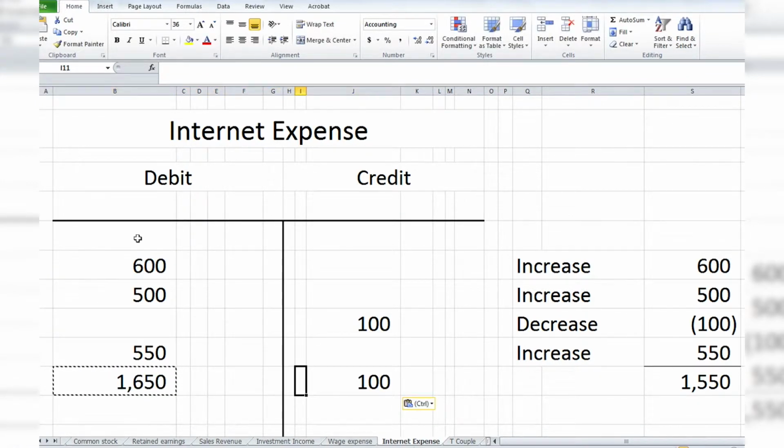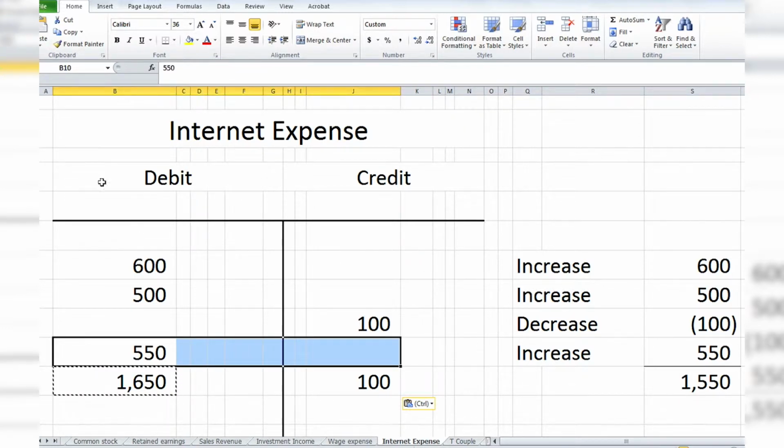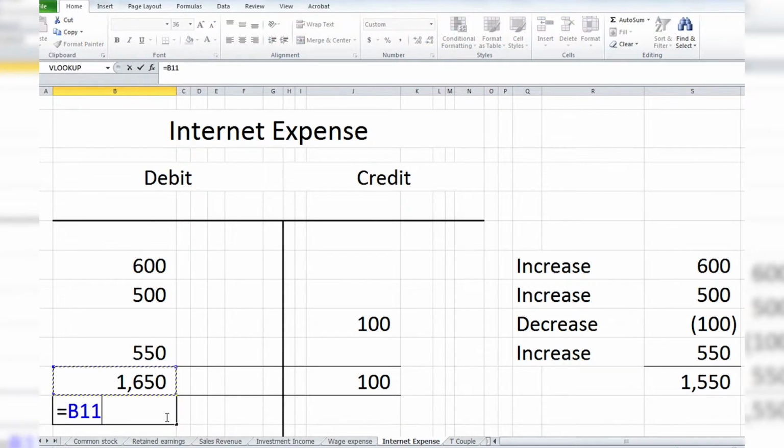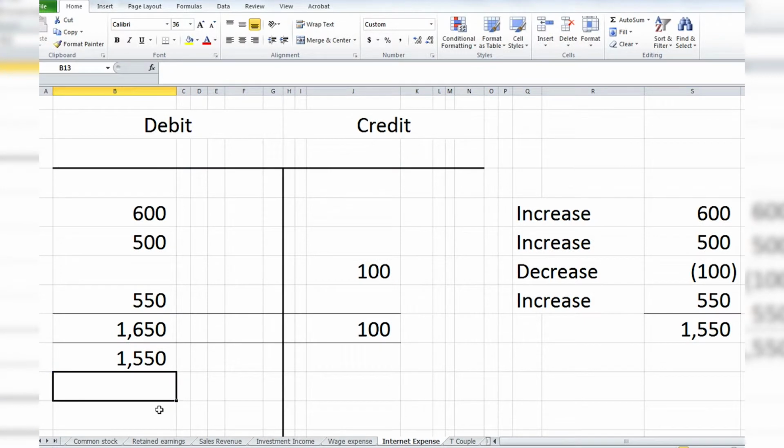So we have the sum of our debits, which increased expense, and the one credit, which is a decrease, probably due to some kind of refund or error. So the final is the debit and the credit. $1,550 is your final balance.